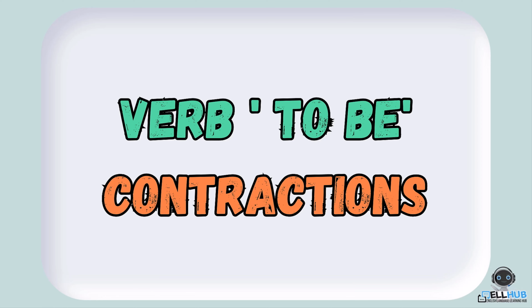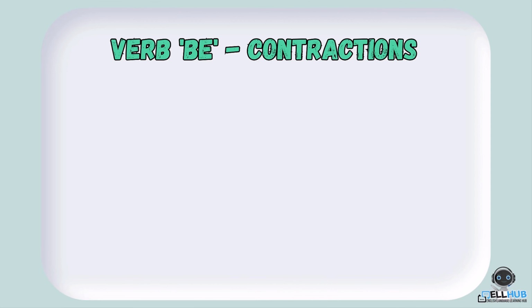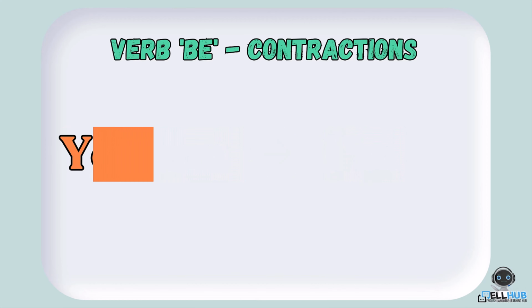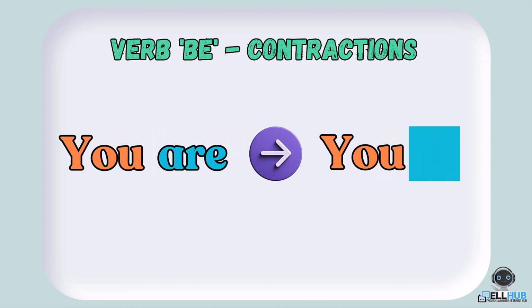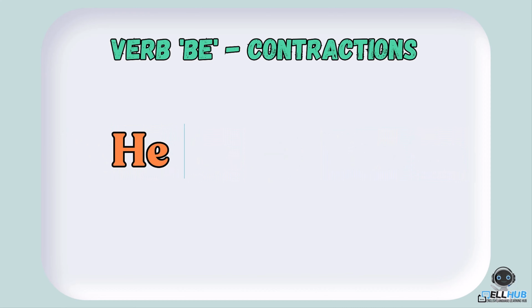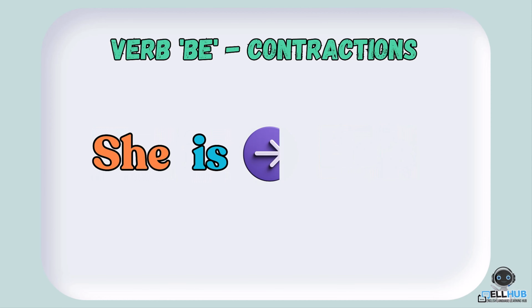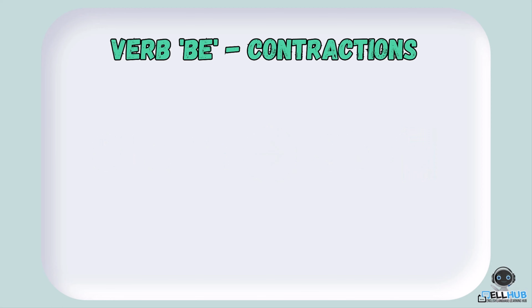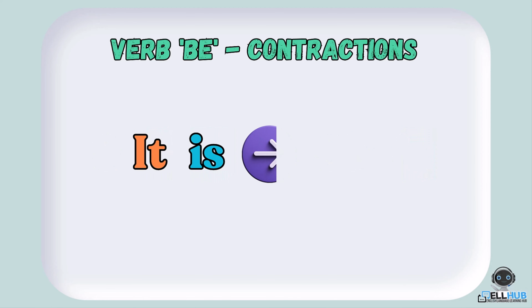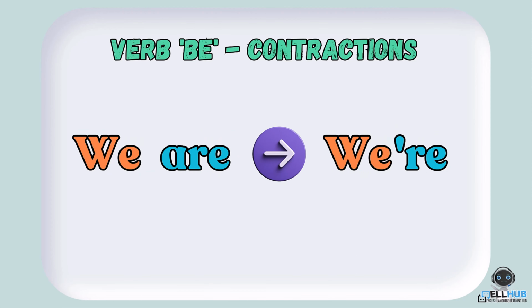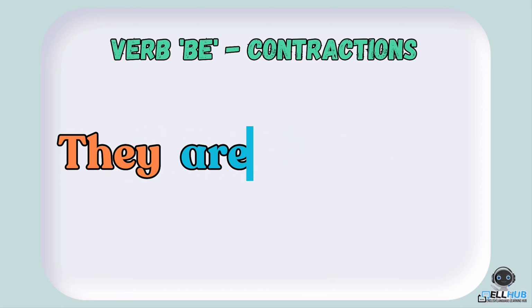Contractions make our speech faster and more natural. Instead of I am, we say I'm. Instead of you are, we say you're. Instead of he is, we say he's. Instead of she is, we say she's. Instead of it is, we say it's. Instead of we are, we say we're. Instead of they are, we say they're.